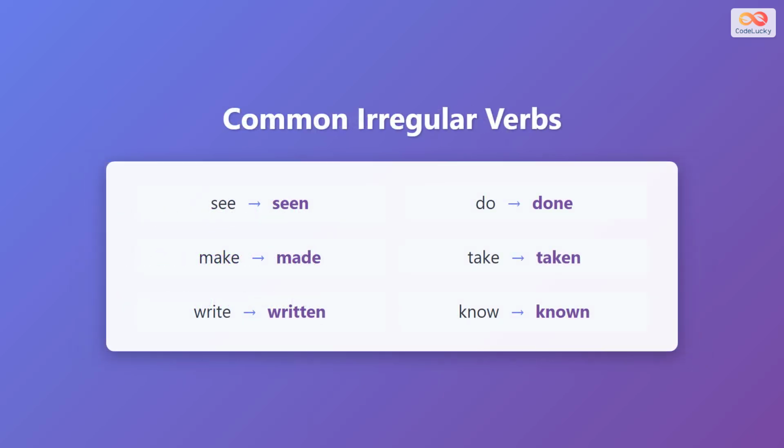Here are some common irregular verbs you should know. See becomes seen, do becomes done, make becomes made, take becomes taken, write becomes written, and know becomes known. These are very frequently used in English, so try to memorize them. With practice, they will become natural to you.